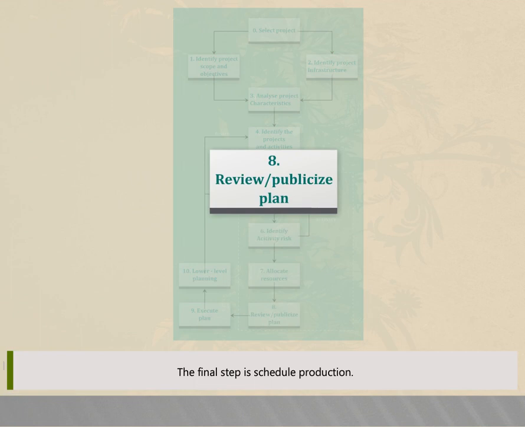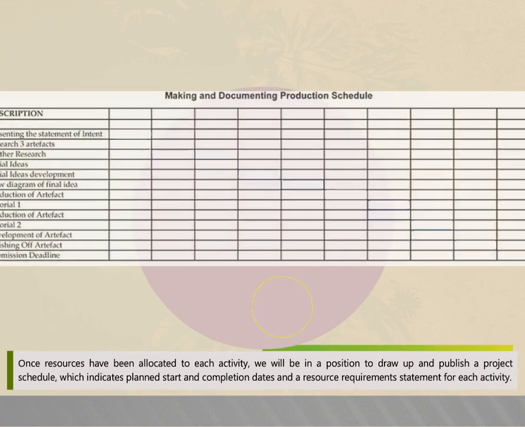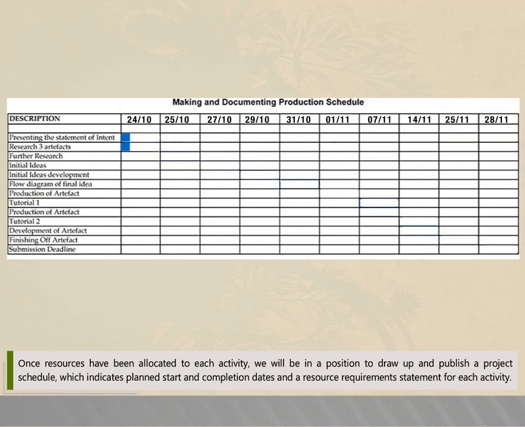The final step is schedule production. Once resources have been allocated to each activity, we will be in a position to draw up and publish a project schedule which indicates planned start and completion dates and a resource requirement statement for each activity.